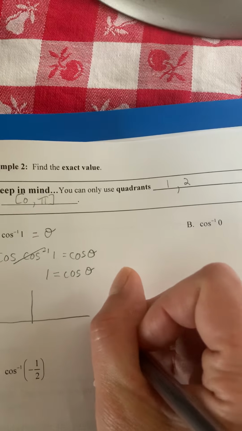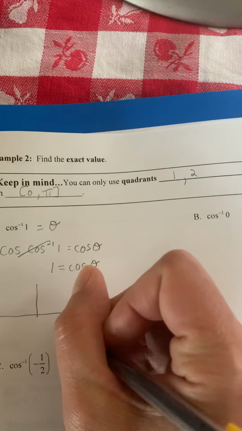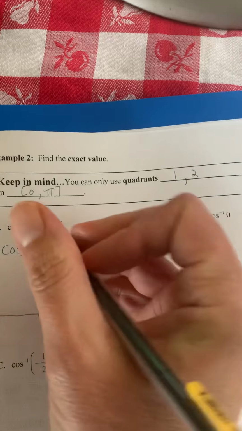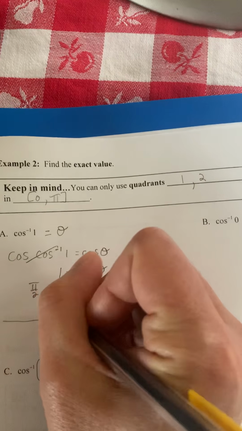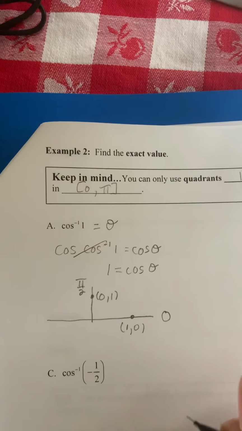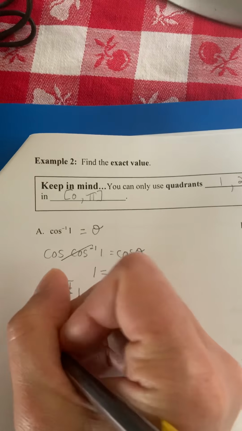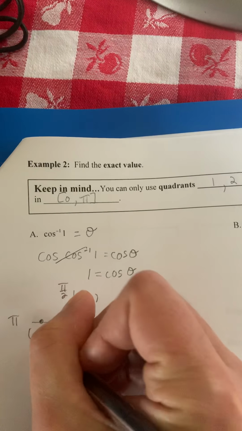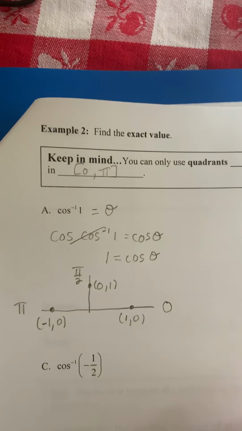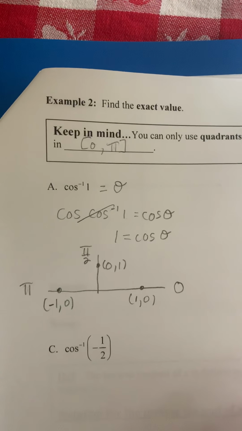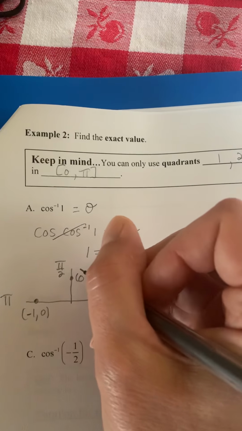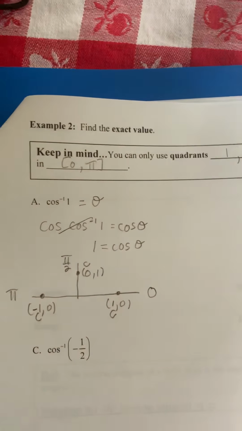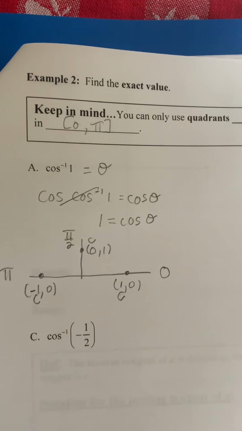So if we use 0, we have the ordered pair 1, 0. Okay, if we use pi over 2, we have the ordered pair 0, 1. And if we're over at pi, we have the ordered pair -1, 0. So remember from chapter 1 that the cosine is the value from the first part of the ordered pair. Okay, so I've marked all the cosine values.